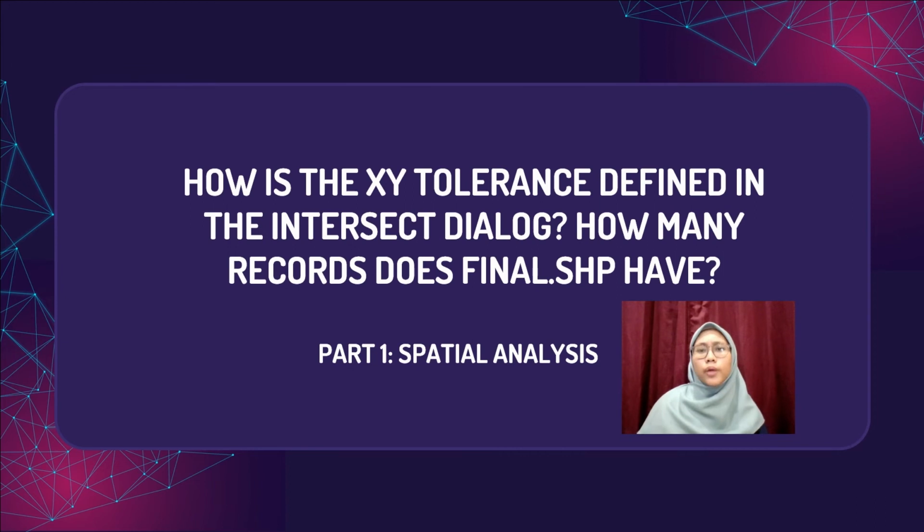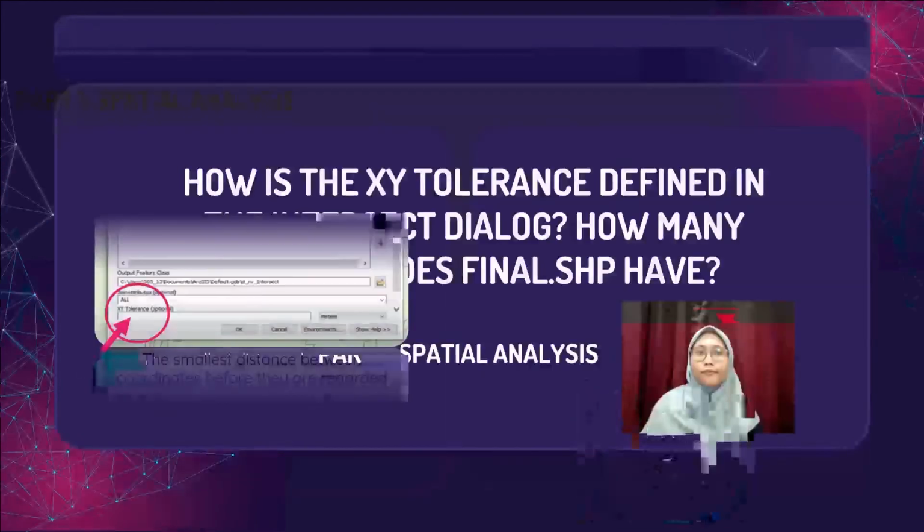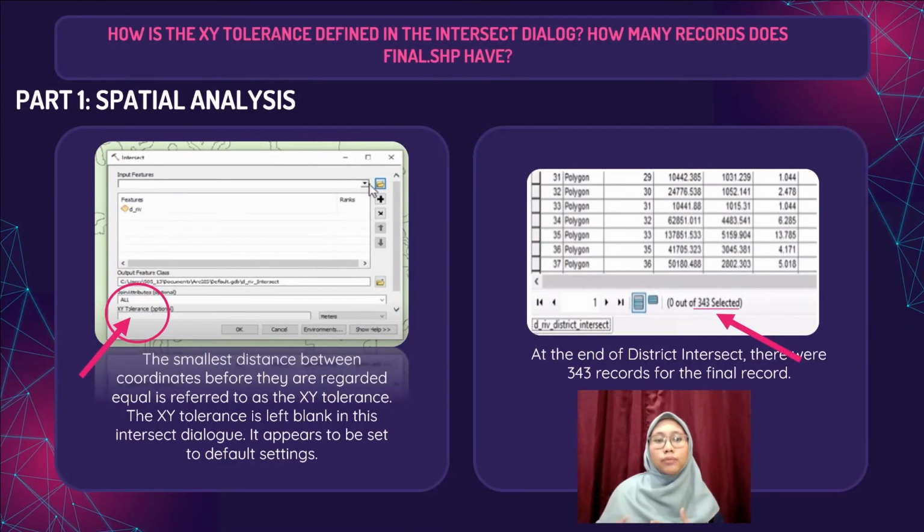How is the XY tolerance defined in the intersect dialog, and how many records does the final shapefile have? As we can see here, the smallest distance between coordinates before they are regarded as equal is referred to as the XY tolerance. The XY tolerance is left blank in this intersect dialog. It appears to be set to the default setting. And next, as we can see, how many records does this final shapefile have. At the end of the district intersect, there were 343 records for the final record.